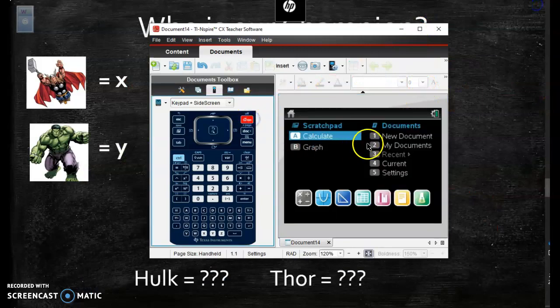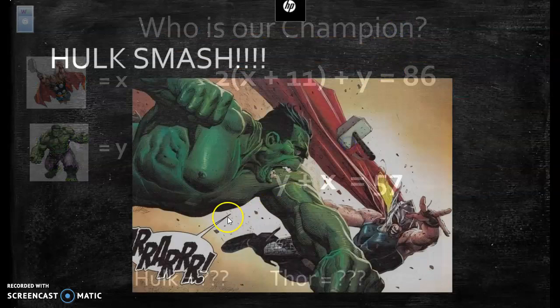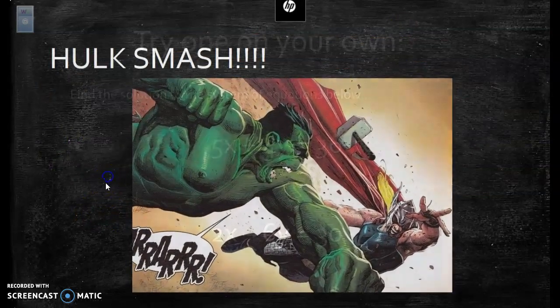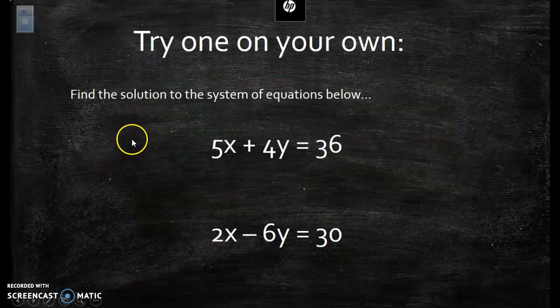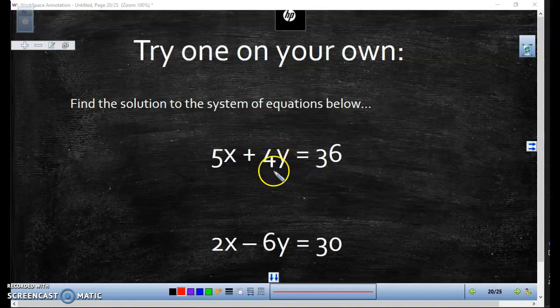Let's go ahead and clear this before I move on. Okay. So again, Hulk wins that round. All right, next one, next problem. Find the solution to the system of equations below. Yet again, we need to turn it into y equals so we can graph it and find our solution, find our intersection. So this first equation, well, it's got a number over here multiplying times y.